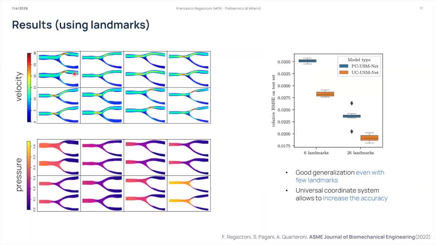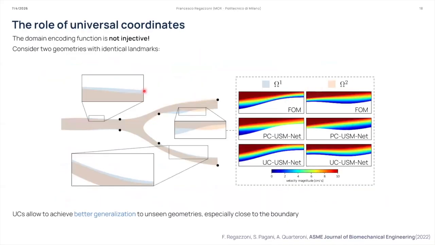And these are the results. You can see pairs of finite element simulation and neural network predictions in geometries that were not considered in the training set. And you can see that by using 6 landmarks, we can get accuracies that are comparable with the case with 26 landmarks, so we can generalize rather well. And you can see that by using universal coordinates, so the orange box plots, we can always increase by some amount the accuracy. And to understand why universal coordinate helps, we can look at this situation.